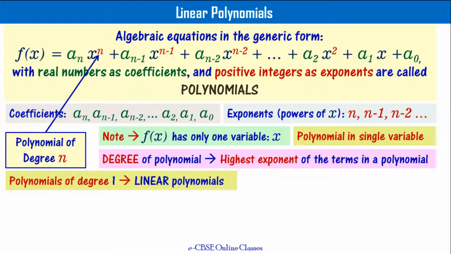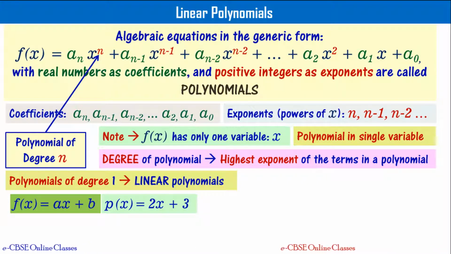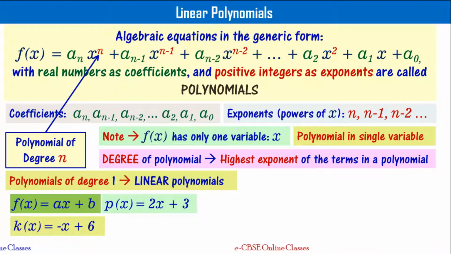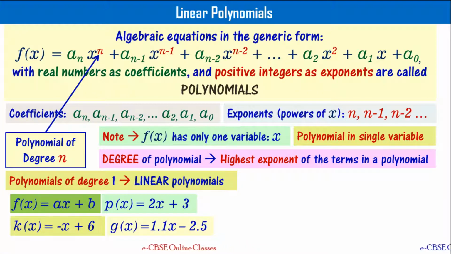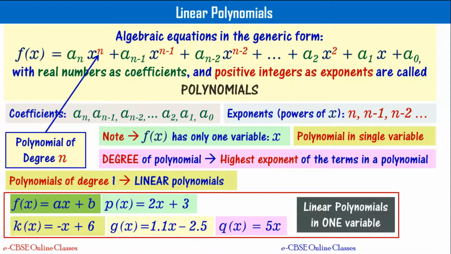Polynomials of degree 1 are called linear polynomials. For example, f of x equal to ax plus b, p of x equal to 2x plus 3, k of x equal to minus x plus 6, g of x equal to 1.1x minus 2.5, and q of x equal to 5x are linear polynomials in one variable. Please take a note of that.